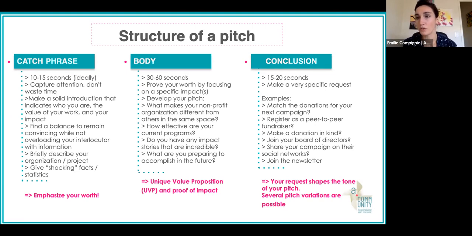So what could you say about your organization? Or you could also choose one of your specific program, but you could also do it for the whole organization. So what would be a catchphrase that you could use, or a body, or a conclusion? So we're not going to make you do the whole pitch now because we don't have enough time, but at least if you can work on one of the parts, so that we can share some of the ideas right after.